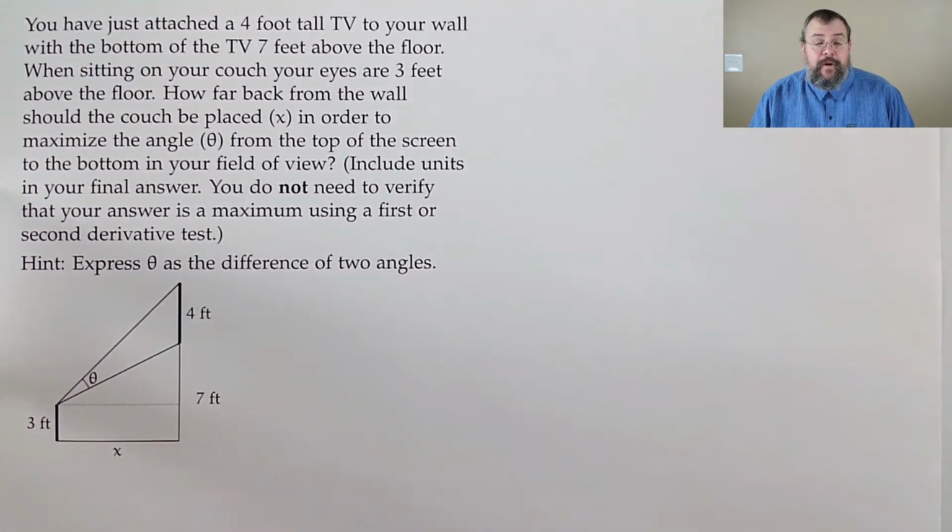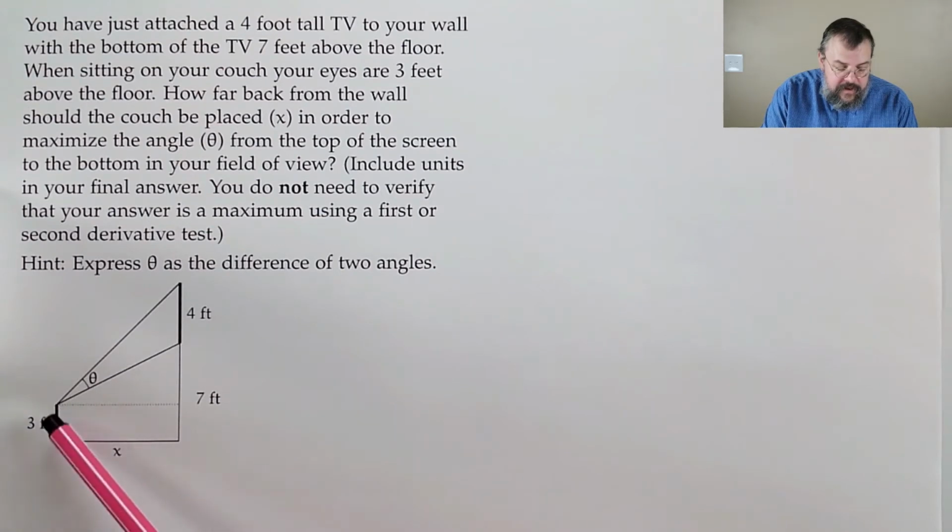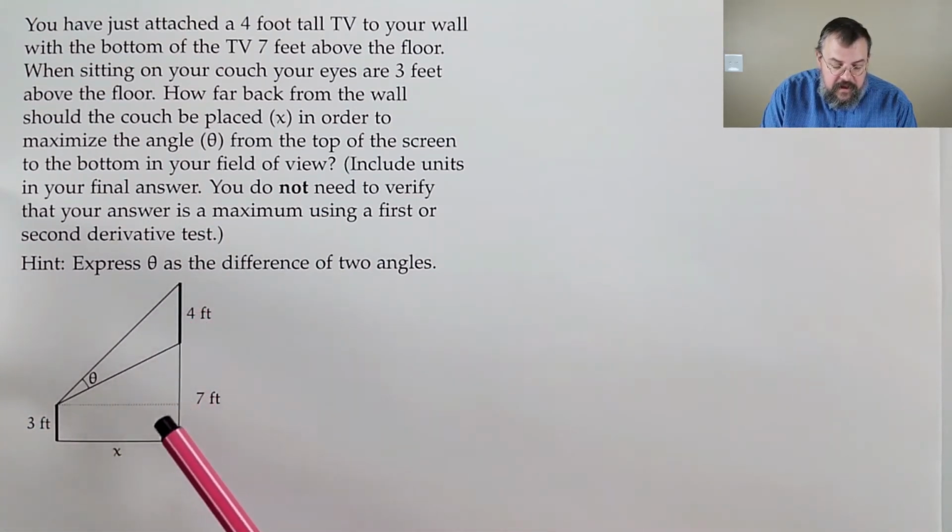So, our next problem. You have just attached a 4-foot-tall TV to your wall, with the bottom of the TV 7 feet above the floor. When sitting on your couch, your eyes are 3 feet above the floor. Okay, so they even provided a picture here, right? So here's us sitting on the couch. We're looking up. Here's our TV, 4 feet, and the TV is 7 feet above the floor.